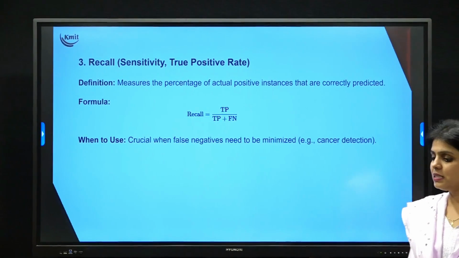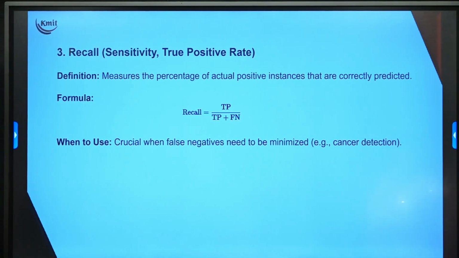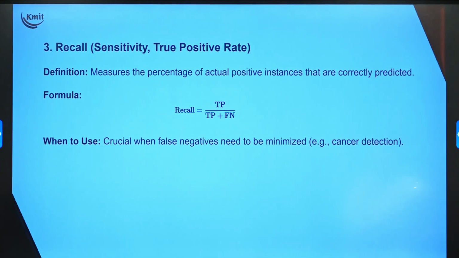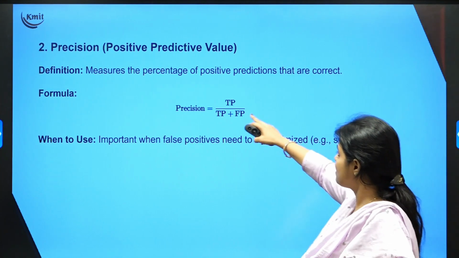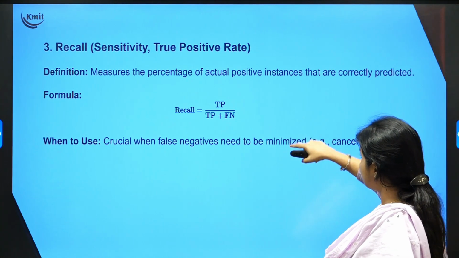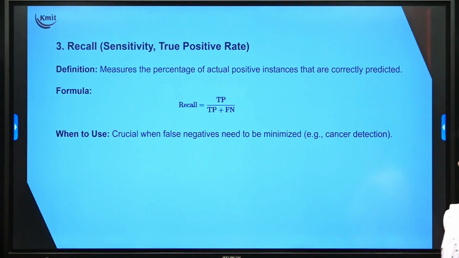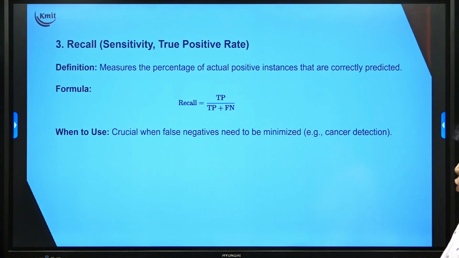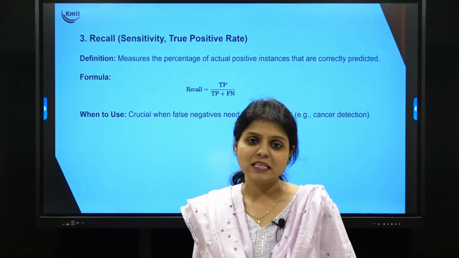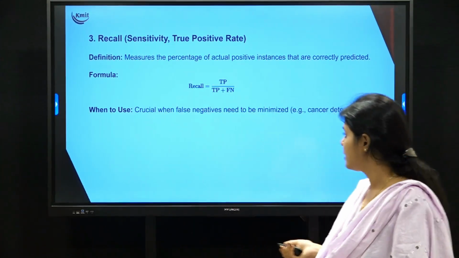The third one is recall. It is also called sensitivity, and also called the true positive rate. This is the percentage of actual positive instances that are correctly predicted. Where precision is TP by TP plus FP, recall is TP by TP plus FN. Out of the actual positives, how many are correctly predicted? This is very crucial when false negatives need to be minimized. For example, in cancer detection, false negatives have to be eliminated. So in those cases we will be using recall.